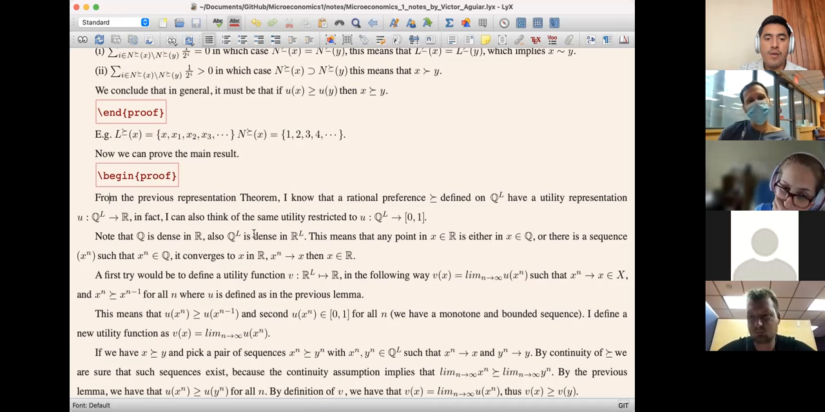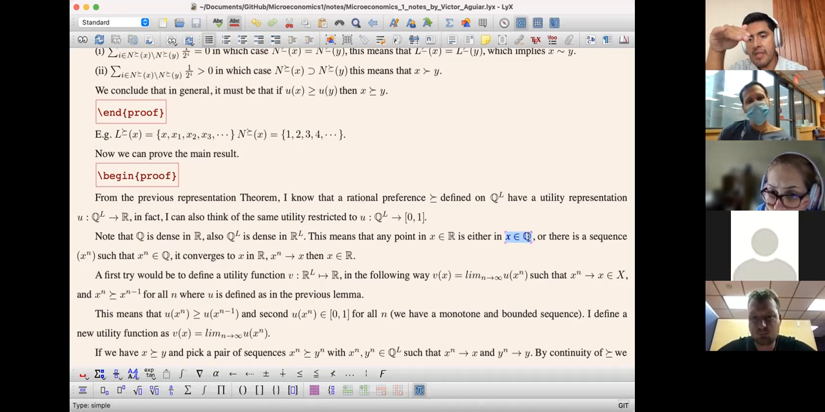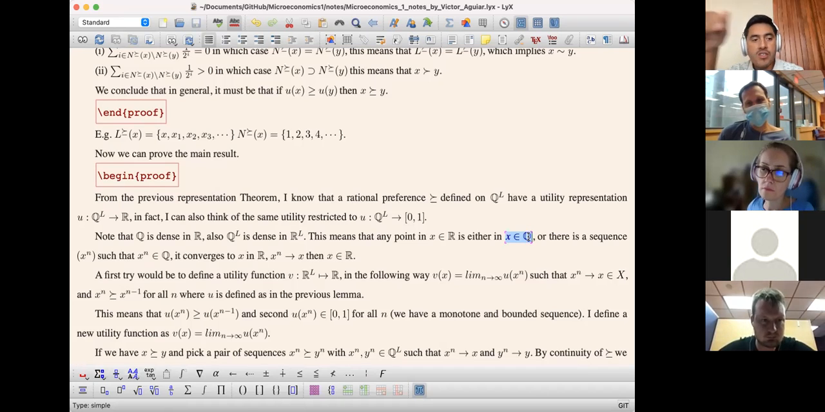So I'm just going to describe what it means to be dense for R and Q without the L, but you can basically extend the same definition for the Cartesian product space, okay? So again, this is from real analysis, nothing fancy. So Q is dense in R. Basically, any point x is either in Q or there is a sequence x_n, each of them a rational, such that it converges to x, and it's in the reals.